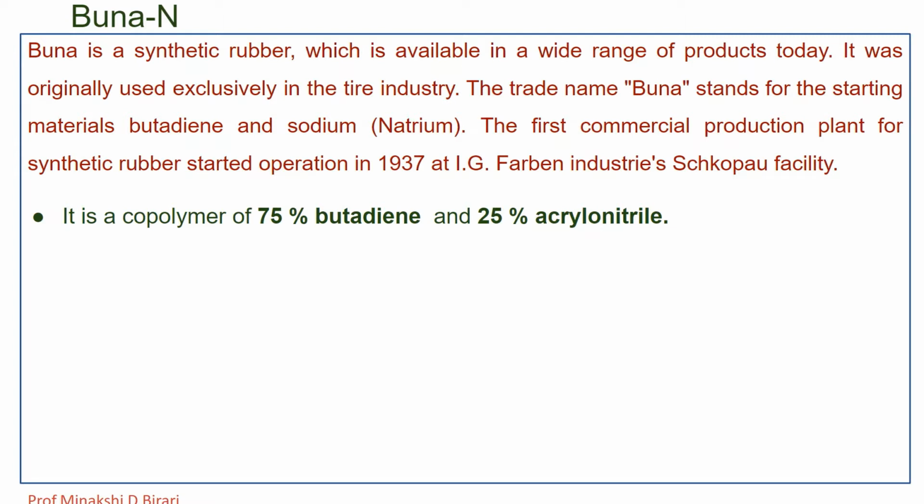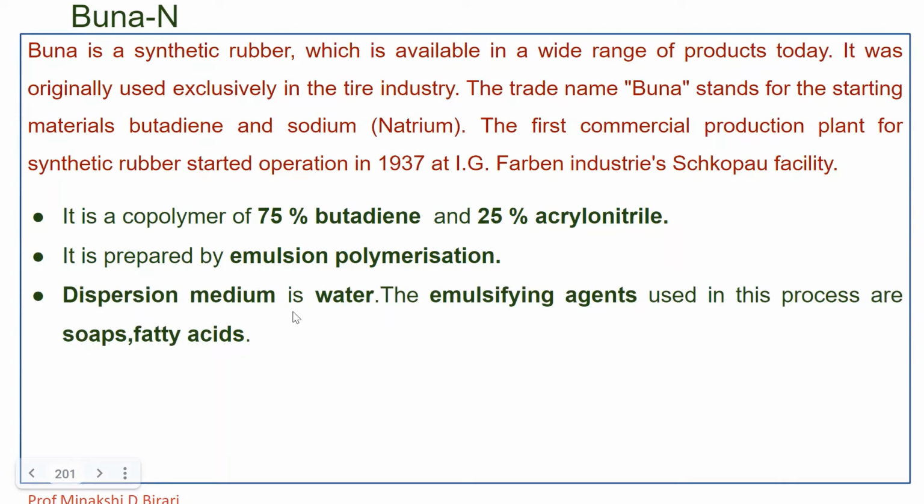So Buna-N is a copolymer of 75% butadiene and 25% acrylonitrile. It is prepared by emulsion polymerization, where the dispersion medium is water and the emulsifying agents used in this process are soaps and fatty acids. Fatty acids may be oleic, myristic and palmitic acid, or anionic soaps and cationic soaps such as dodecylamine hydrochloride, etc.